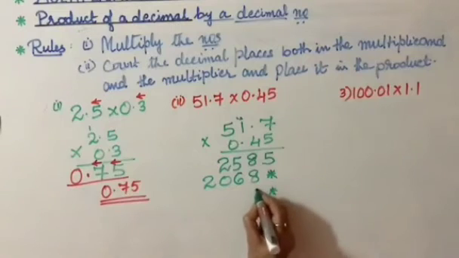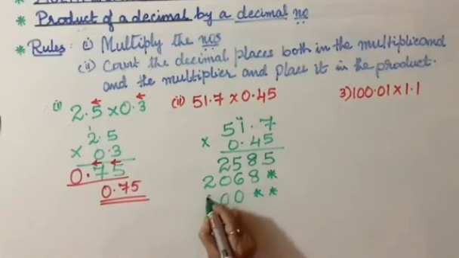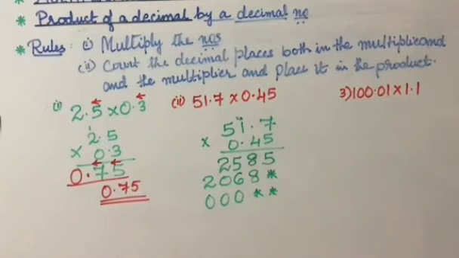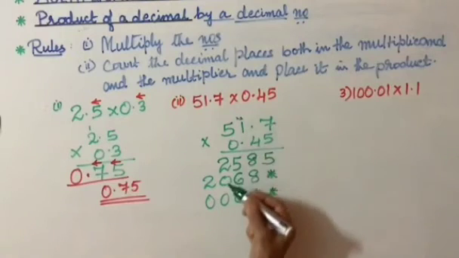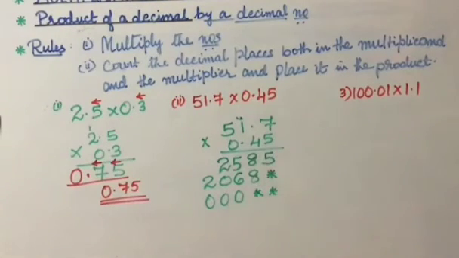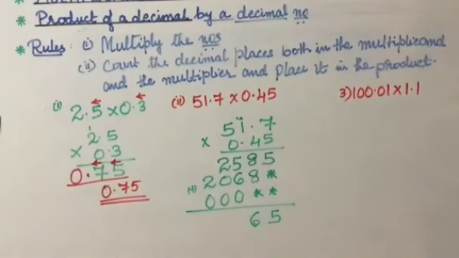Now we have 0, so we can't ignore that. 0 into 7 is 0. 0 into 1 is again 0. 0 into 5 is again 0. Okay. Now let's see. Add up. 5, 16, 12, 3 and 2. Clear? Yes, children.